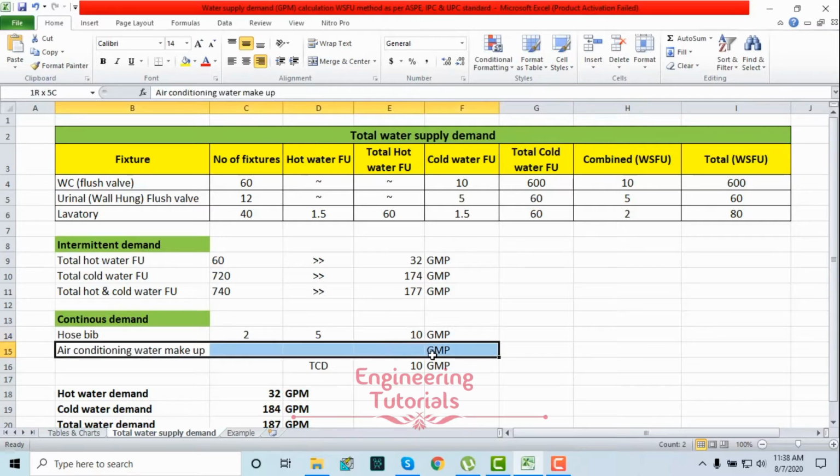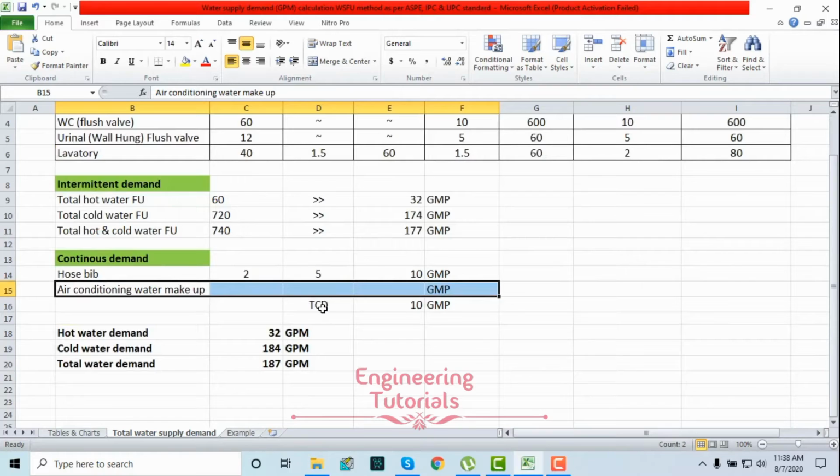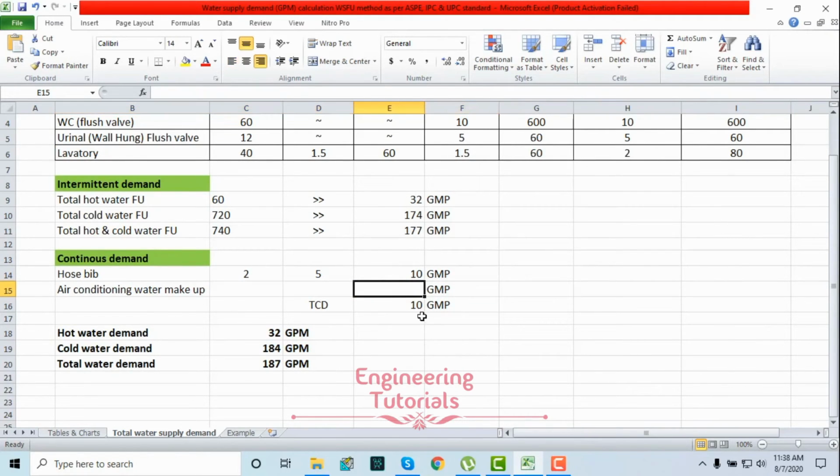The second continuous demand is air conditioning makeup water. This value you have to get from the HVAC design engineer: how much is the required GPM for the air conditioning water makeup? Let's say we get this value as 30 GPM. We just need to add these two values to get the total continuous demand. TCD is the total continuous demand, that is 10 plus 30 equals 40 GPM.